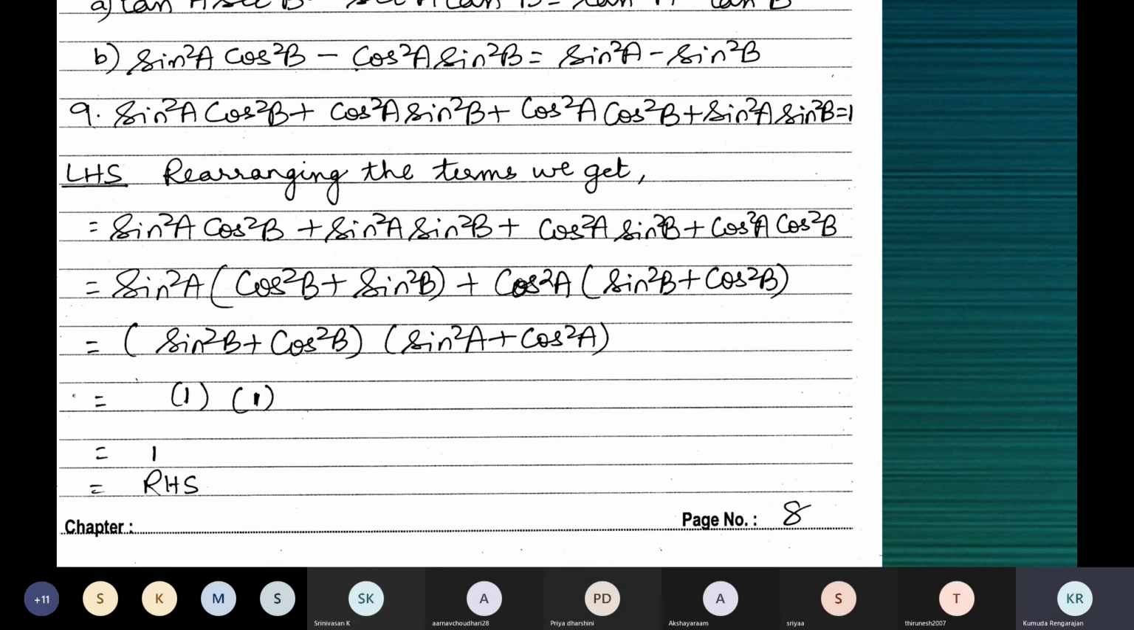Look at the 9th one. How many terms, children, do we have in the LHS of question number 9? How many terms do we have? 4 terms, ma'am. 4 terms.